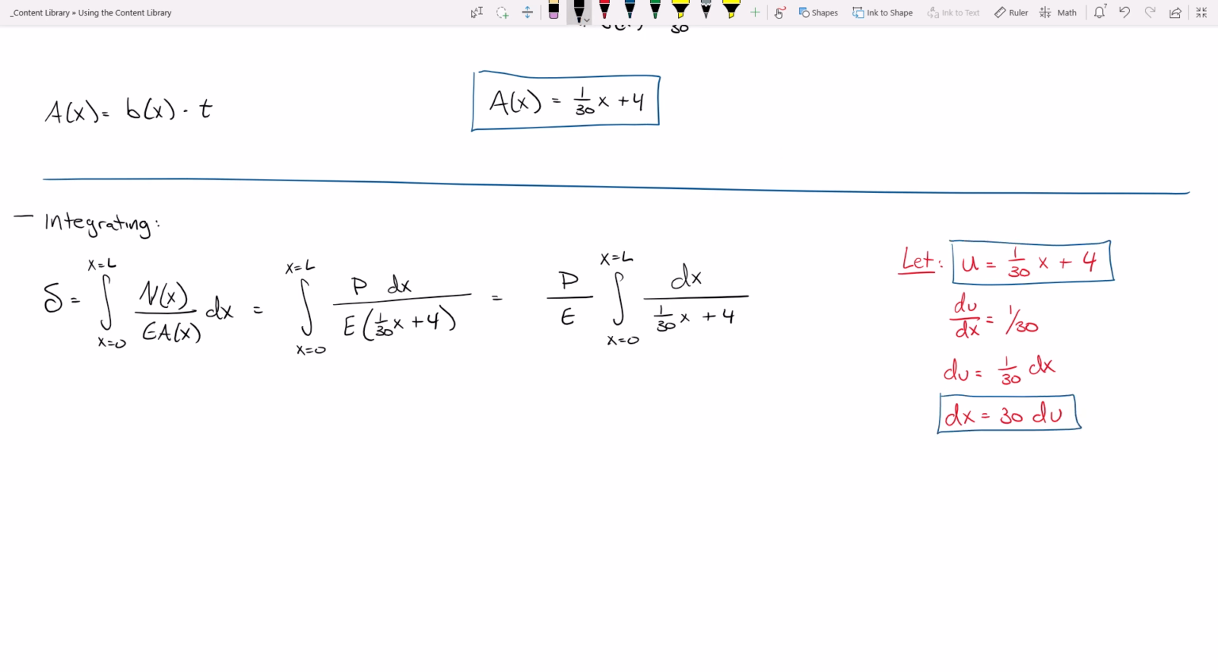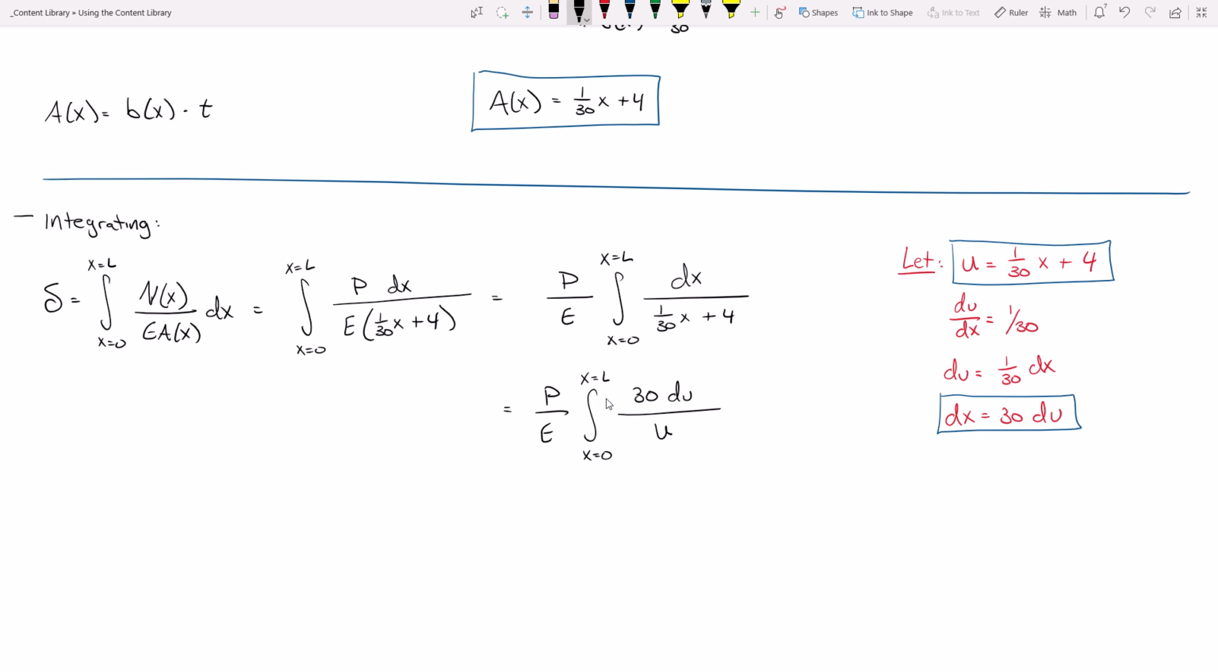Look at that. And then we'll say P over E integral x equals 0, x equals L of 30 du over u. Now notice, if you were wondering in the last problem, why is he writing the x equals 0 here and the x equals L here? Because I didn't bother to convert these. I could have, but I'm going to back substitute later anyways. So I'm leaving my integration limits in terms of x, but the inside of my integral in terms of u, because I'll change that here in a little bit.